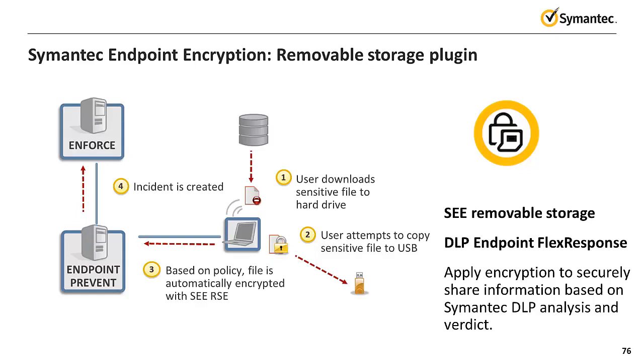When a file is written to a removable media device, Symantec DLP evaluates its content against policies. And if the file is confidential, Symantec DLP executes the SEE FlexResponse plugin as specified in response rules. The FlexResponse plugin then communicates with SEE removable media encryption to encrypt the file. Based on the availability of default credentials, SEE either prompts for a credential or encrypts the file automatically.